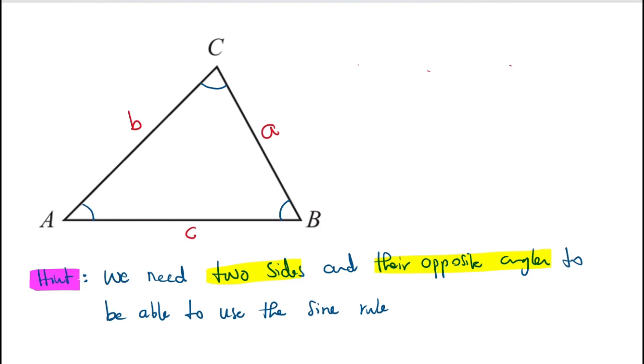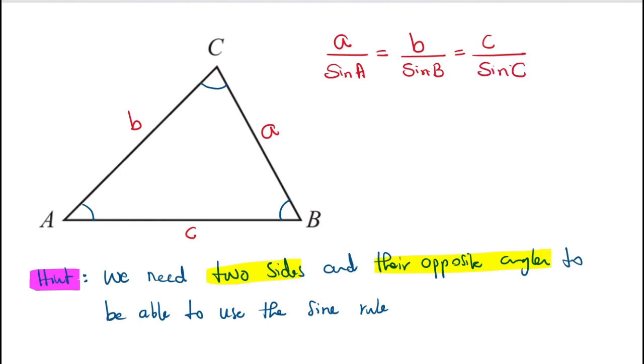Then the sine rule formula tells us that if we write the side a over sine of its opposite angle A, then that would be equal to side b over sine of its opposite angle B, and then that's equal to side c over sine of its opposite angle C.